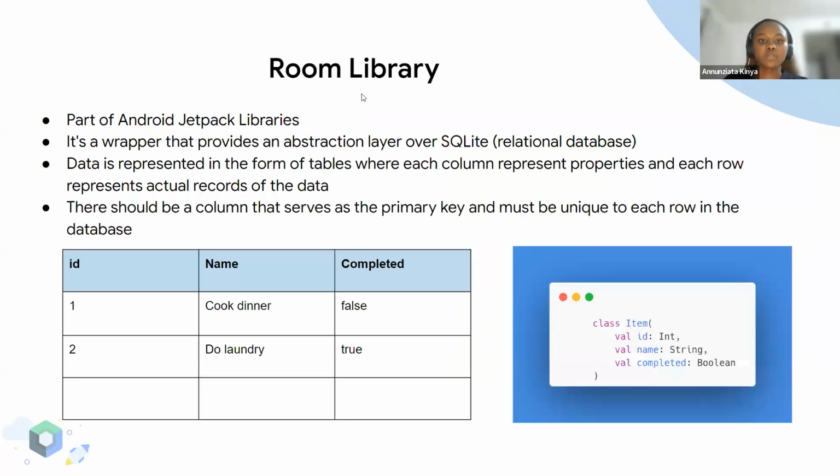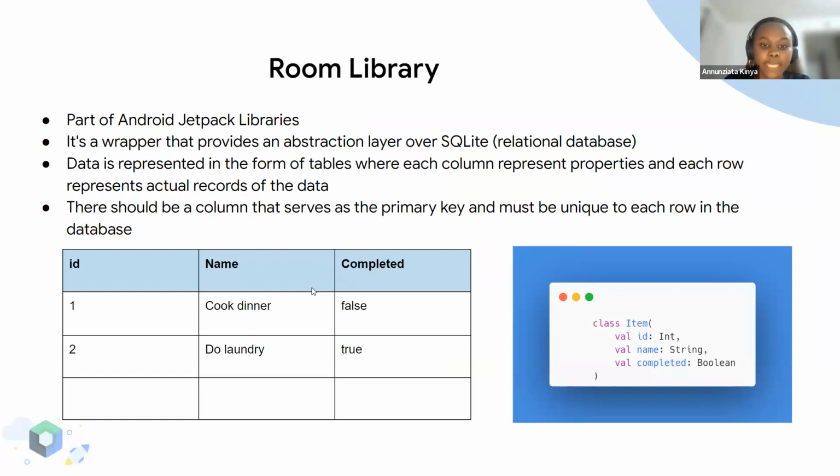Yeah, so what's the Room library? It's part of the Jetpack Compose library, and it provides a wrapper around SQLite. SQLite is what you use for database in Android, and it's a relational database, which basically means there are relations between tables. First of all, there are tables that have columns representing properties, and rows that have different instances of the data. A good example is this image I have over here.